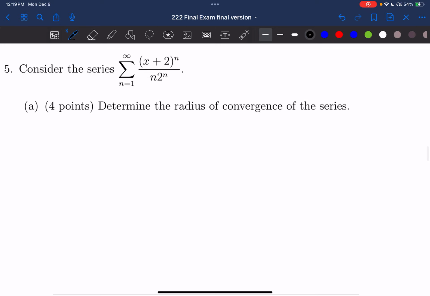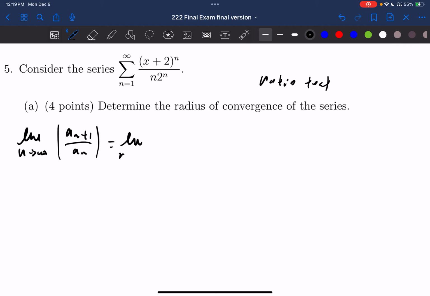Consider the series. Determine the radius of convergence of the series. When you see radius of convergence, you usually want to think about, almost 100% of the time, like 99% of the time, you're going to do the ratio test, right? So for this one, let's do a ratio test. The limit as n goes to infinity of the absolute value of a of n plus 1 over a of n, we can write ratio test.